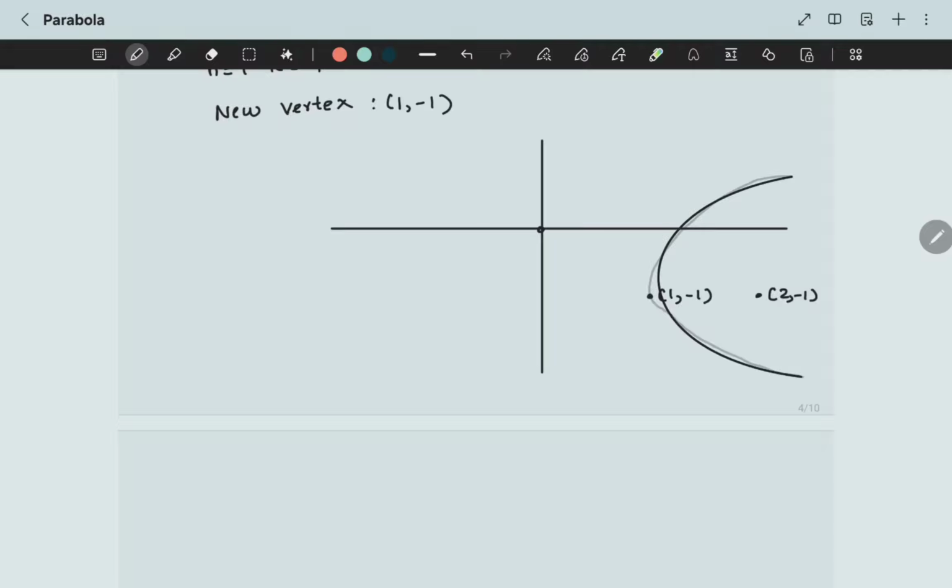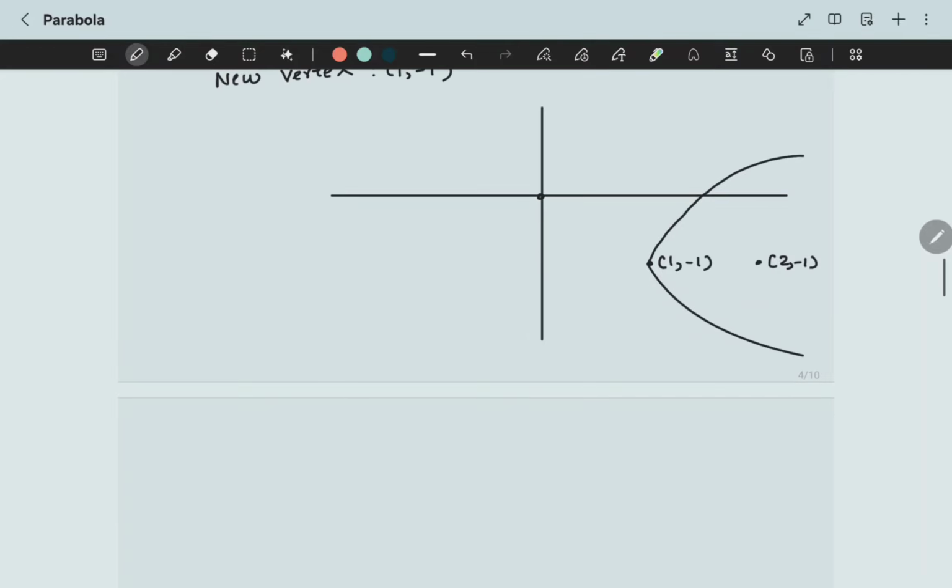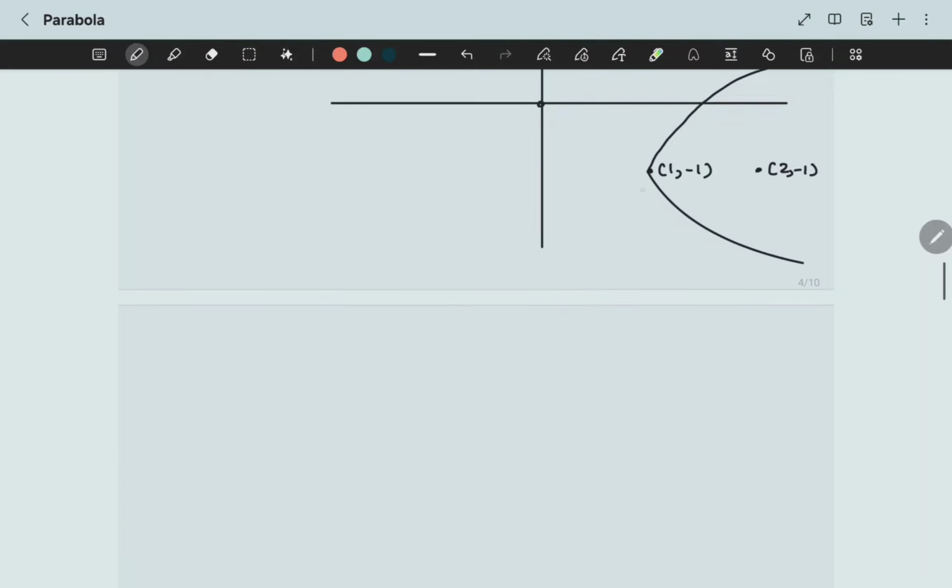Now this parabola will be symmetrical with respect to the x-axis, or not the x-axis exactly, but the line of symmetry will be parallel to the x-axis. So what will the equation of the parabola be, dear students?